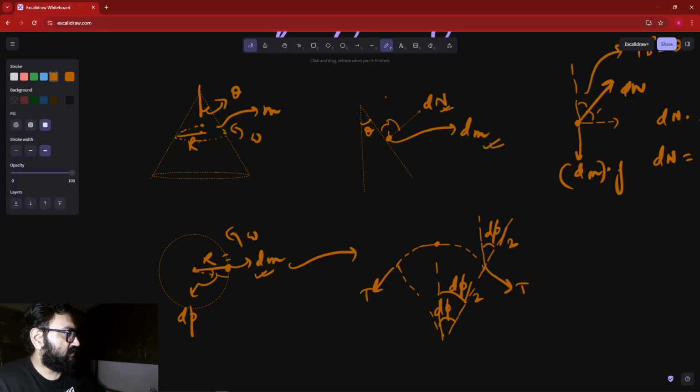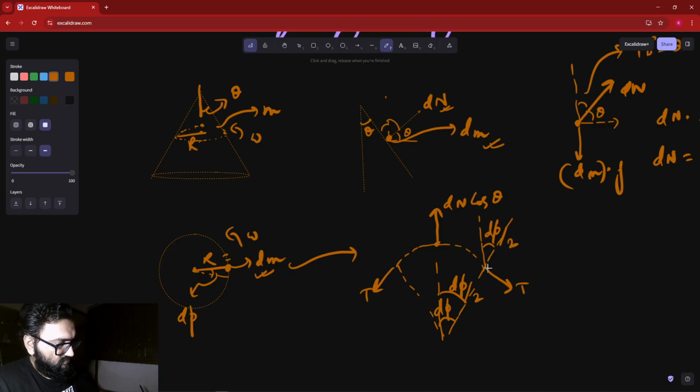This angle is theta, right? So it is going to be dn cos of theta, right? That is what I am representing here. dn cos of theta. Okay.